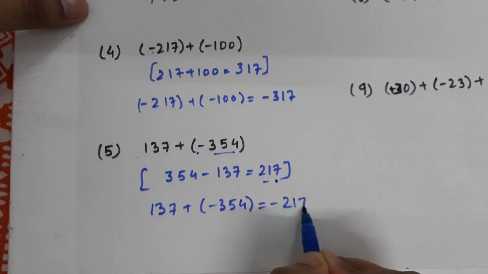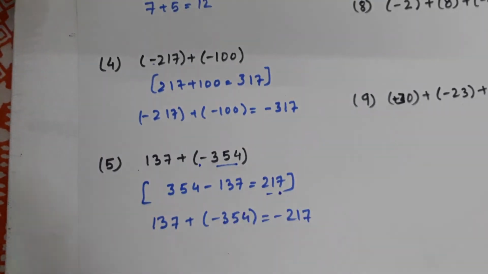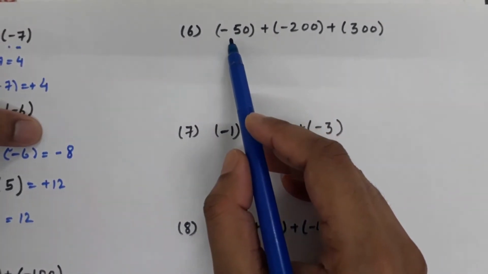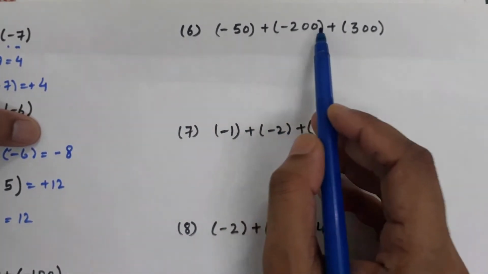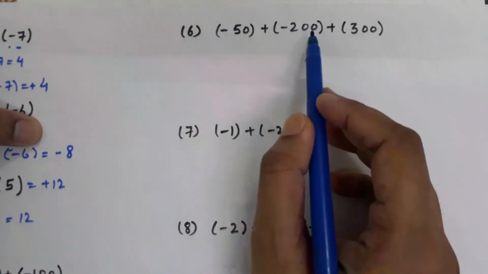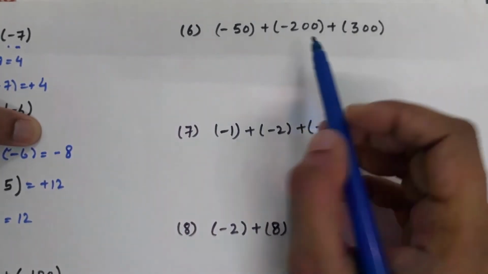minus 217. Okay, so far we have solved problems with two numbers, two integers. Now we're going to shift to three integers and see how we can apply this. So we have three integers: minus 50 plus minus 200 plus 300. Whenever we have three integers like this, we can solve in any order. You can solve the first two numbers and then whatever answer you get, you can go for the third one. It's your wish. Or you can start from the last two integers.